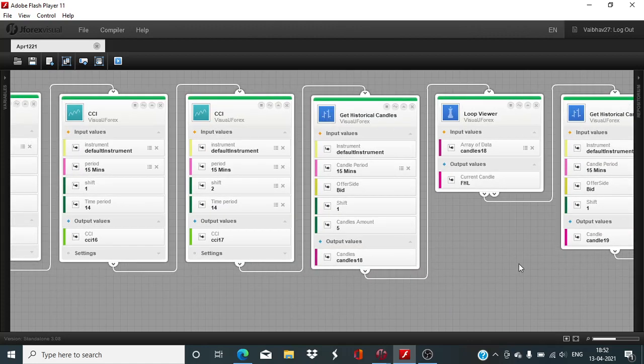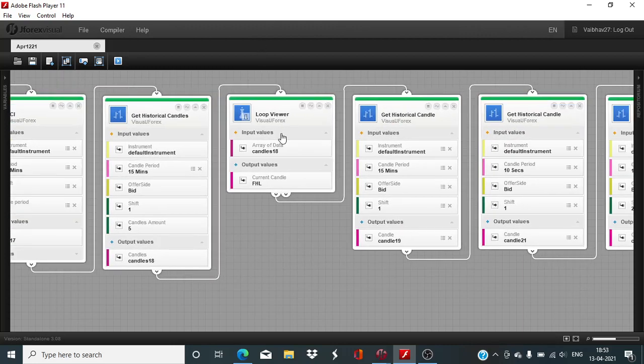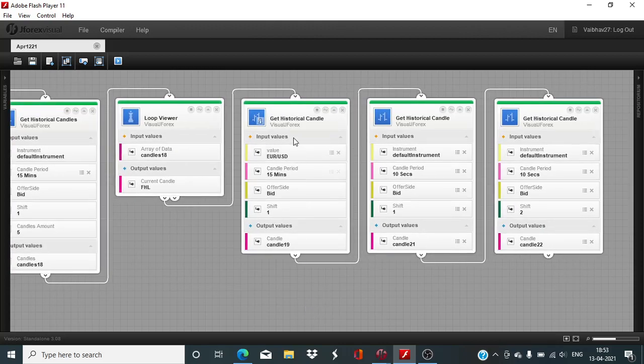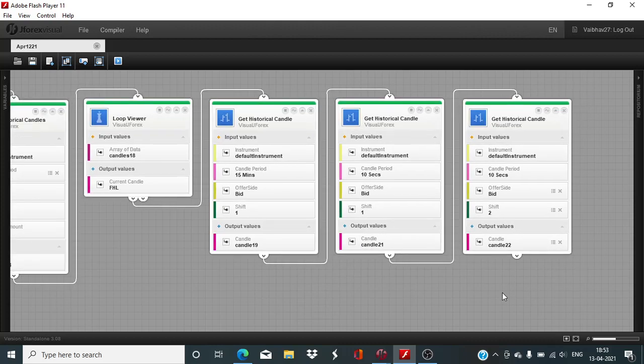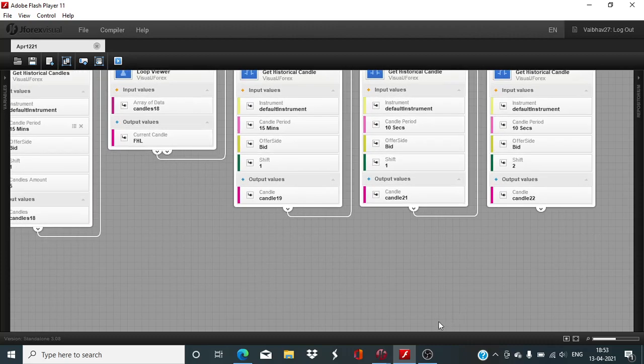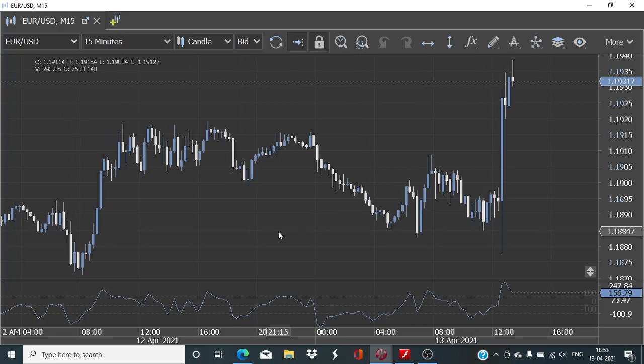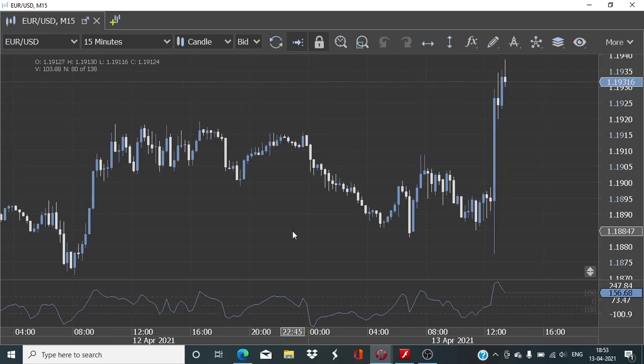Historical candles cluster for looking at the price volatility, and to retrieve the individual variables, this loop viewer, and then to take a look at the immediate price action, these last 15 minutes get historical candle, and to pinpoint the exact entry point, these 10-second get historical candles. Okay, so now in today's session, we will see how we can design the buy side, and for that I will again give you a refresher.